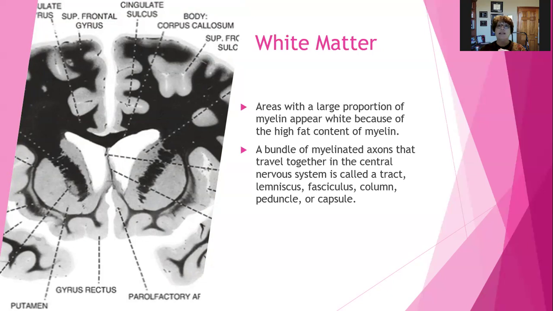A bundle of myelinated axons that travel together in the central nervous system or from the peripheral to the central is called, there are lots of different names. Don't let that bug you. A tract, a lemniscus, a fasciculus, a column, a peduncle, or a capsule. So those are all bundles of myelinated axons that travel together in the central nervous system. A lot of times we're going to be calling them a tract, but all those other names also mean bundles of myelinated axons that travel together in the central nervous system.